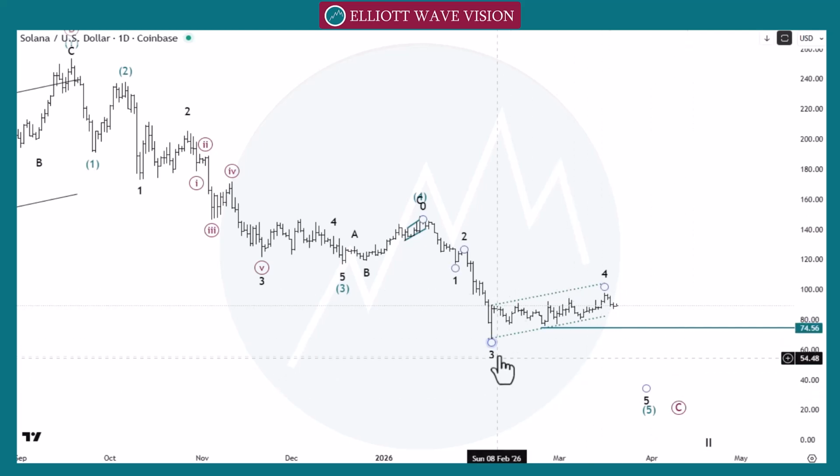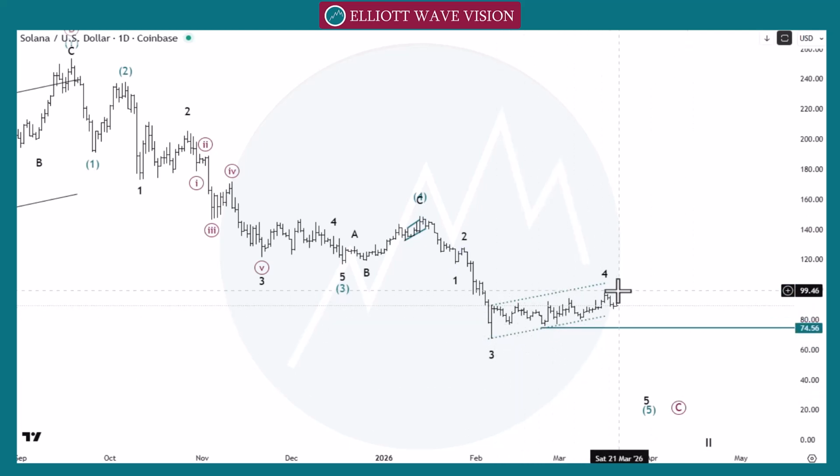So we count this move as a wave A, wave B and wave C. So let's check the possibility in 1 hour time frame.